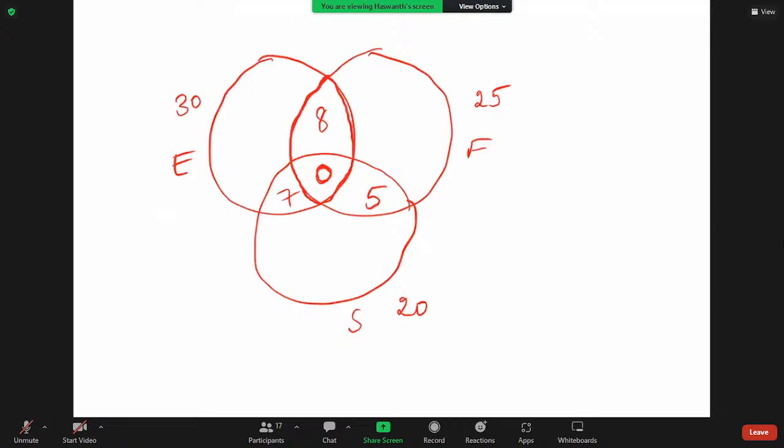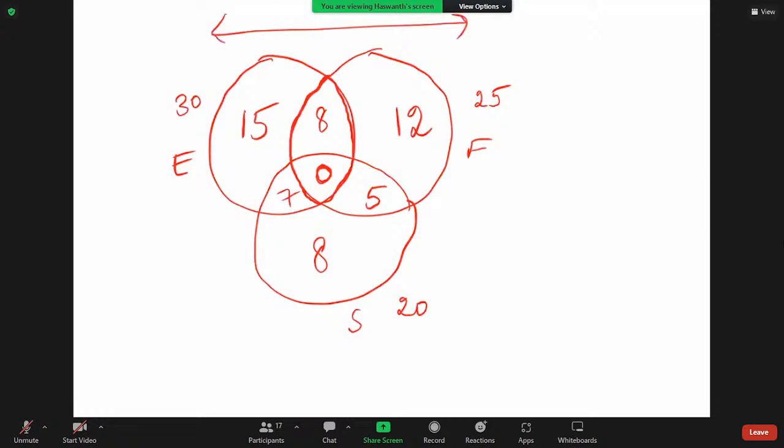Then the total value of the English set is 30. Already 8 plus 7, 15 is there. So the remaining 15 will be studying only English. The total value of the French set is 25. Already 8 plus 5, 13 is there. So the remaining 12 will be here. And a total of 20 study Spanish. Already 7 plus 5, 12 is there. So the remaining 8 will come.